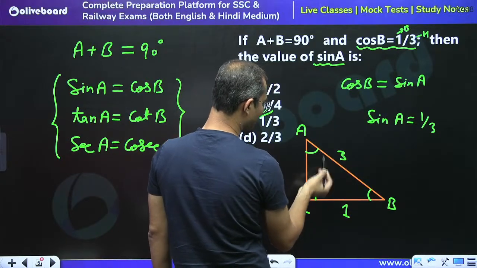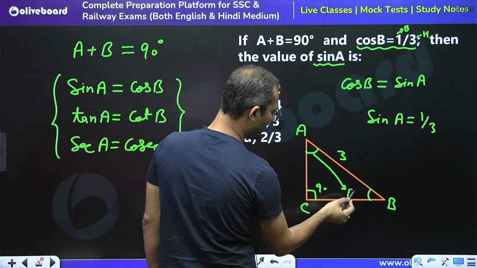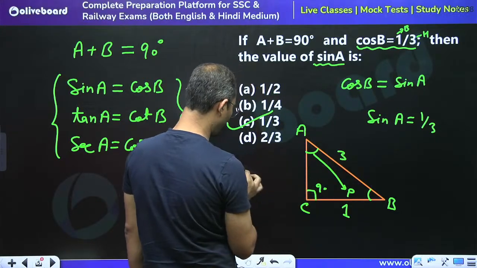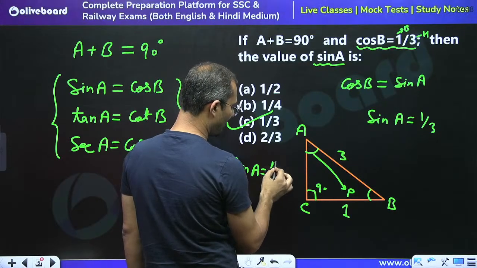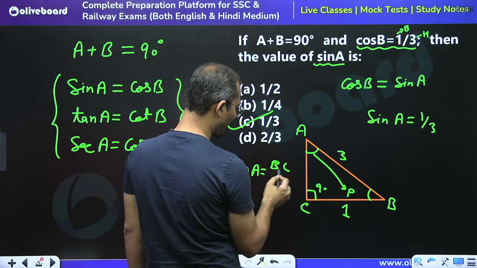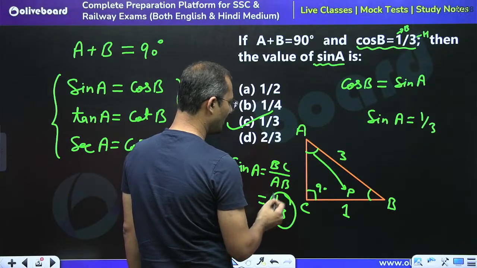Now the question is asking sin A. For sin A, this is the perpendicular and this is the hypotenuse, and we know that sin A is equal to perpendicular, that is BC upon AB. So we can say that 1/3 is the right answer.